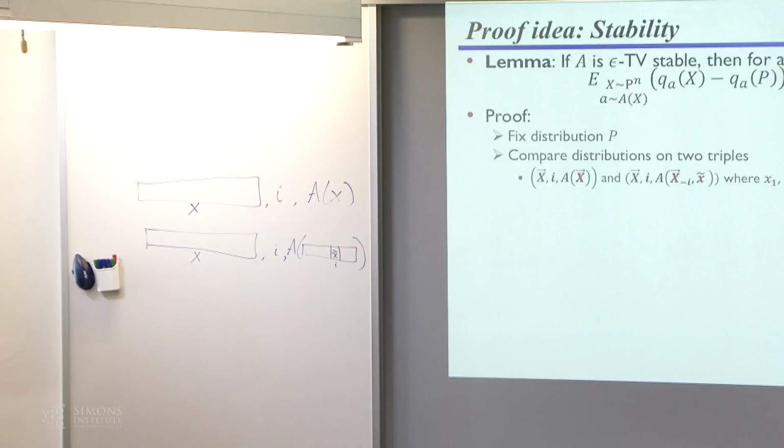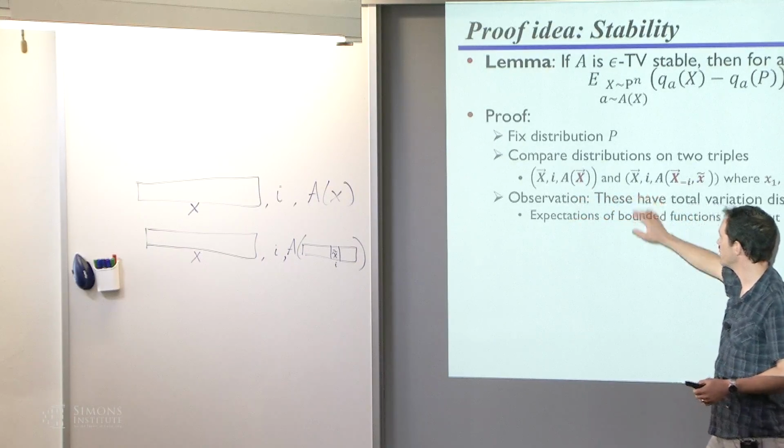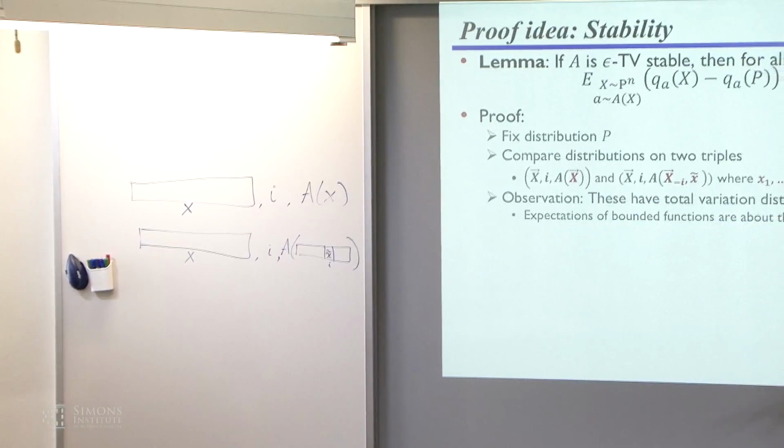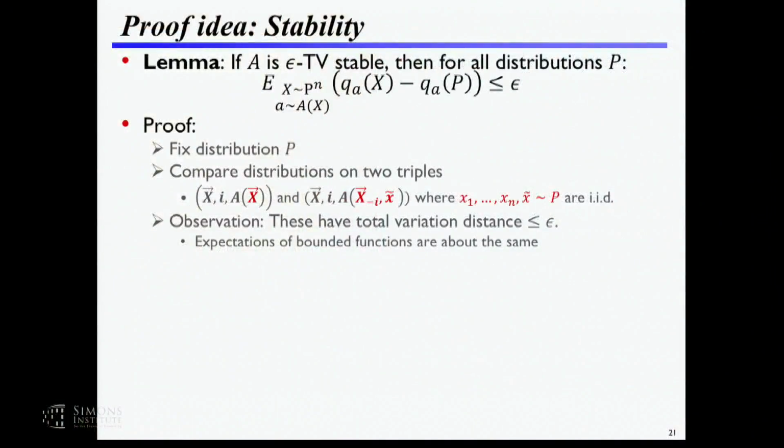Now, what stability in total variation gives us is that the distance between these two distributions, the distribution on this triple and the distribution on this triple, where everything is sampled IID from P, that statistical difference is at most epsilon. It's not hard to prove. Basically, you're using some convexity of total variation distance.